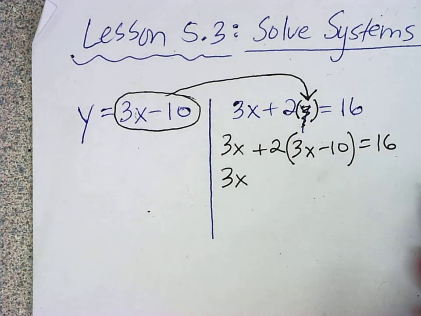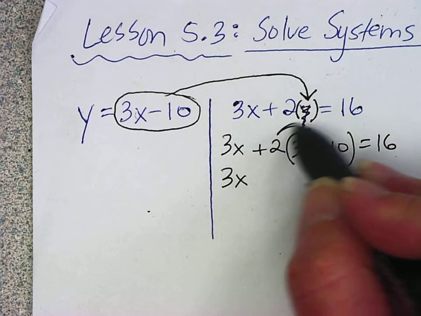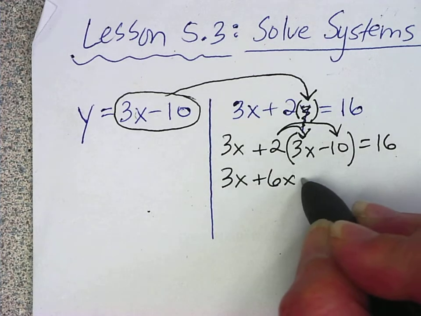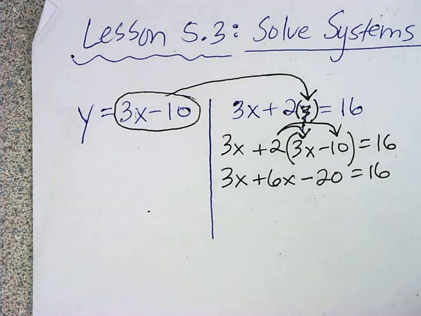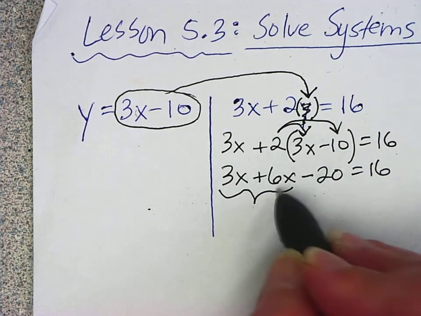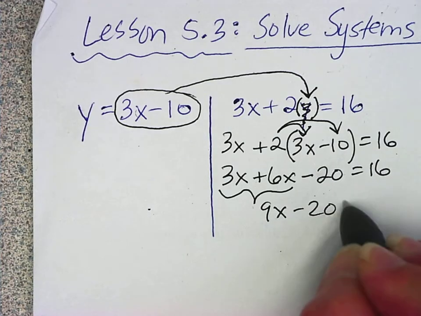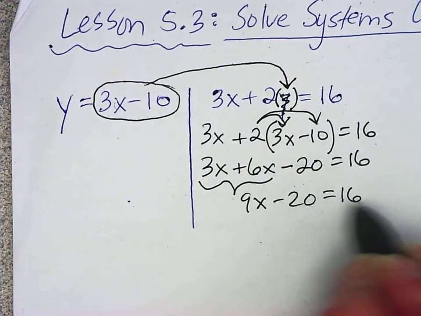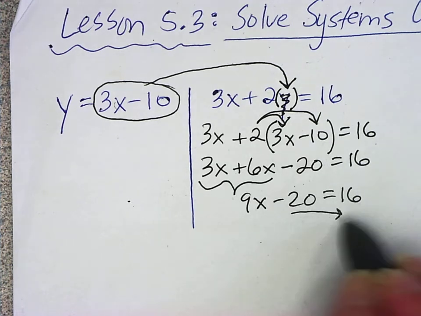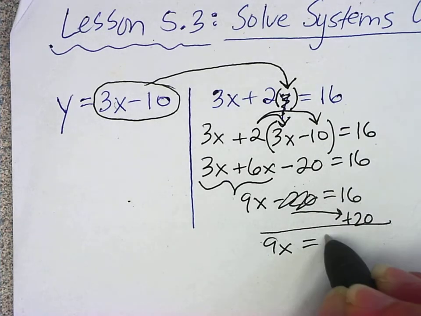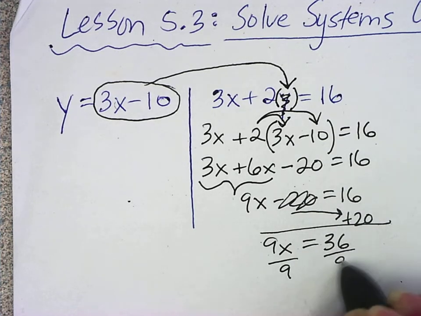Okay, so let's solve. We're going to use distributive property to multiply. 2 times 3x is positive 6x, 2 times negative 10 is negative 20, bringing down what's left. You're going to now look for like terms. So let's add these two together. 9x minus 20 equals 16. Again, look for like terms. This time these are on different sides, so we're going to move the 20 to the opposite side. We're crossing the equal sign, so I'm going to change the sign. So I have 9x equals 36, and now I'm going to divide.